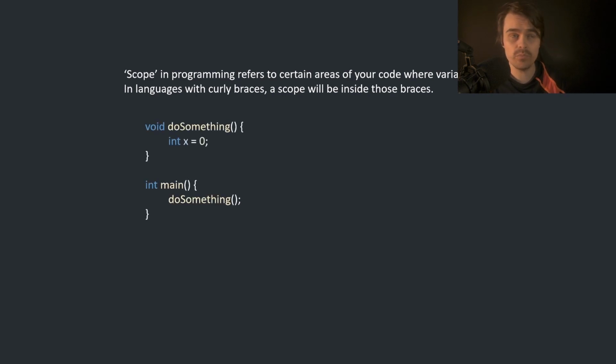Here's a C example. So inside the function do something, we have the variable x. This variable only exists within the curly braces in red. It doesn't exist in the main function. So if you do something like this, it will give you an error. X doesn't exist there. It only exists inside the do something function.